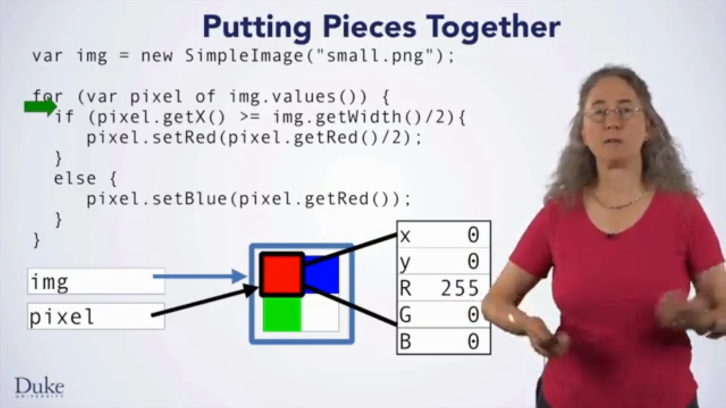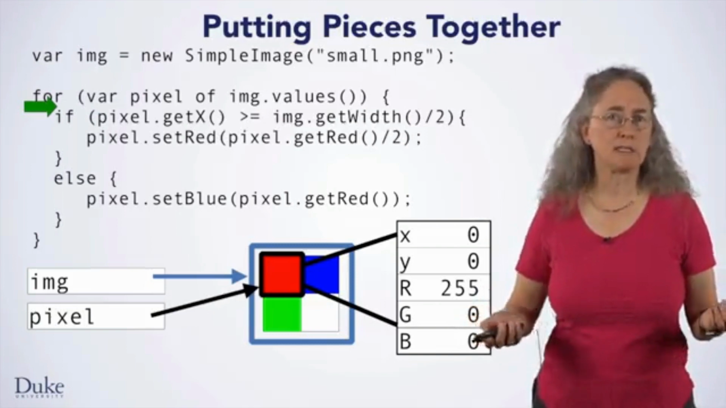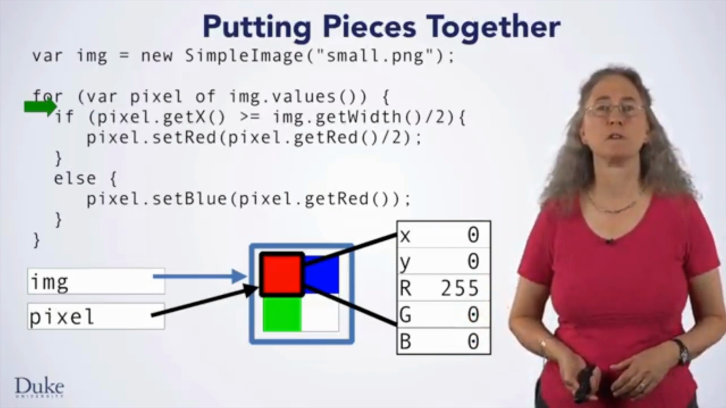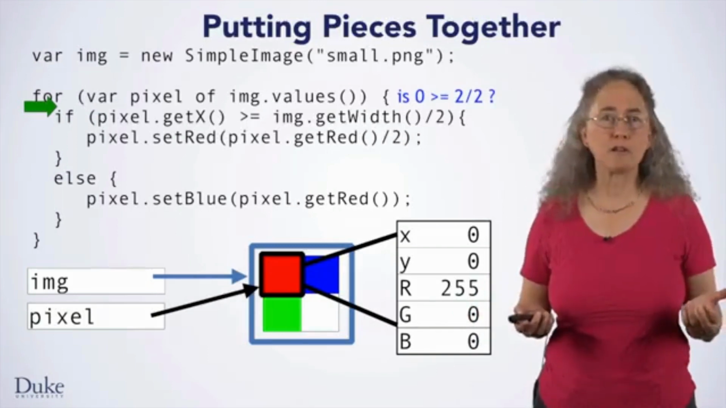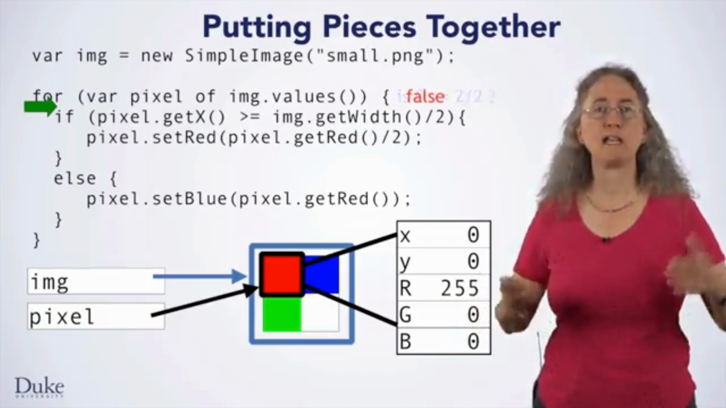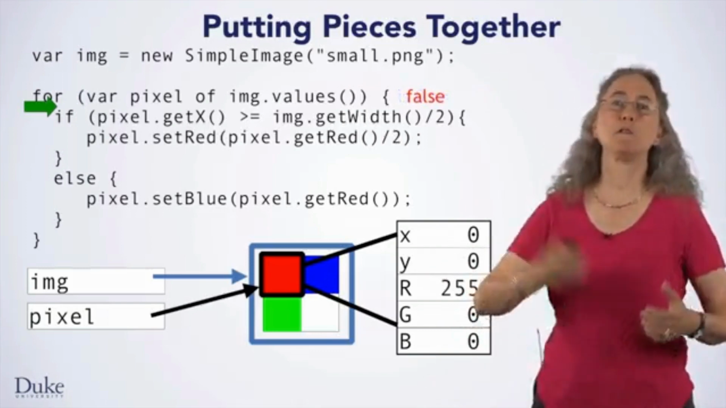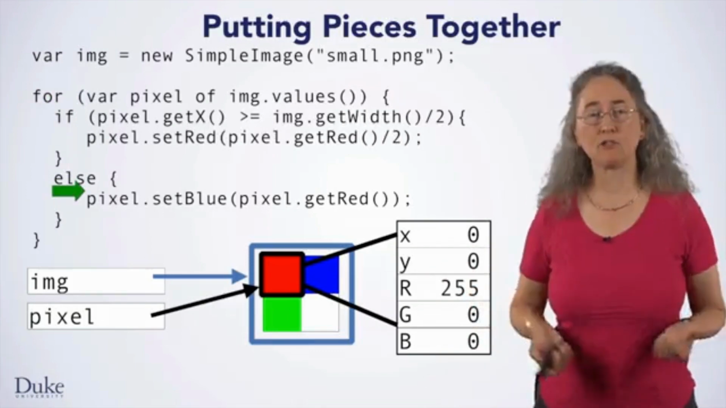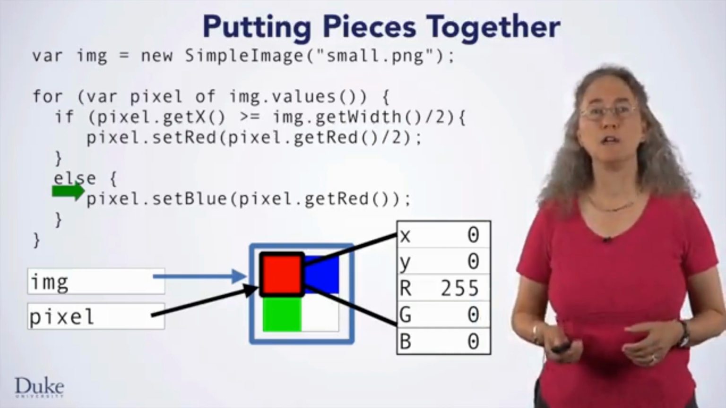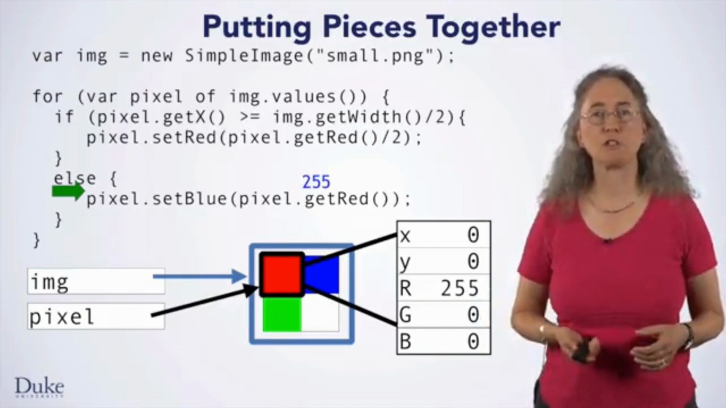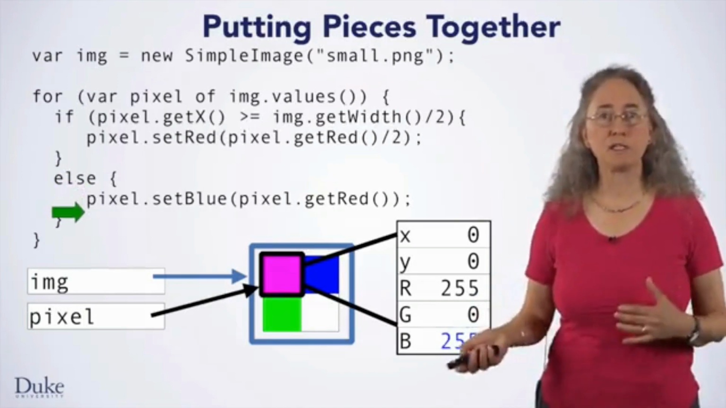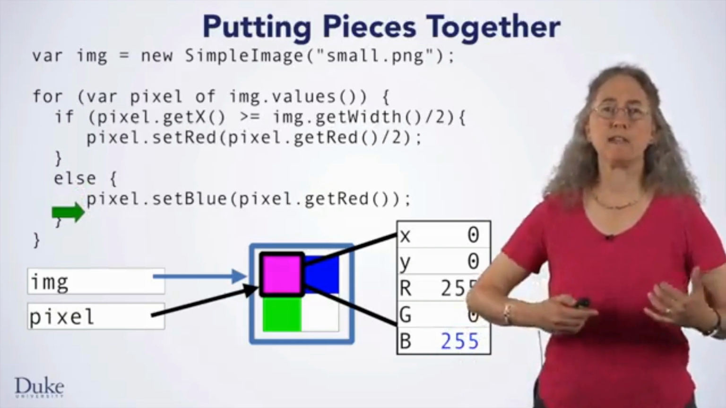Now we have an if statement. It does not matter that this if statement is inside a for loop, it still follows the same rules. Is 0 greater than or equal to 2 divided by 2? No, that is false. So we go into the else clause and execute statements there. This will set the pixel's blue to the pixel's red value, which is 255, changing it from red to magenta. Now we're at the end of the else clause.